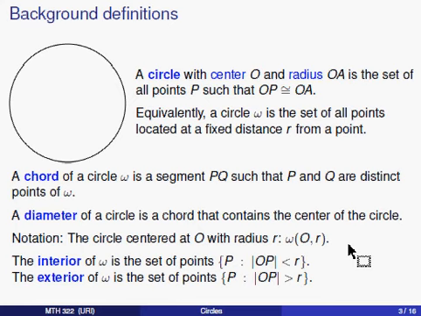The interior of a circle omega is the set of all points such that the distance from the center is less than r, and the exterior is the set of all points where the distance to the center is greater than r.